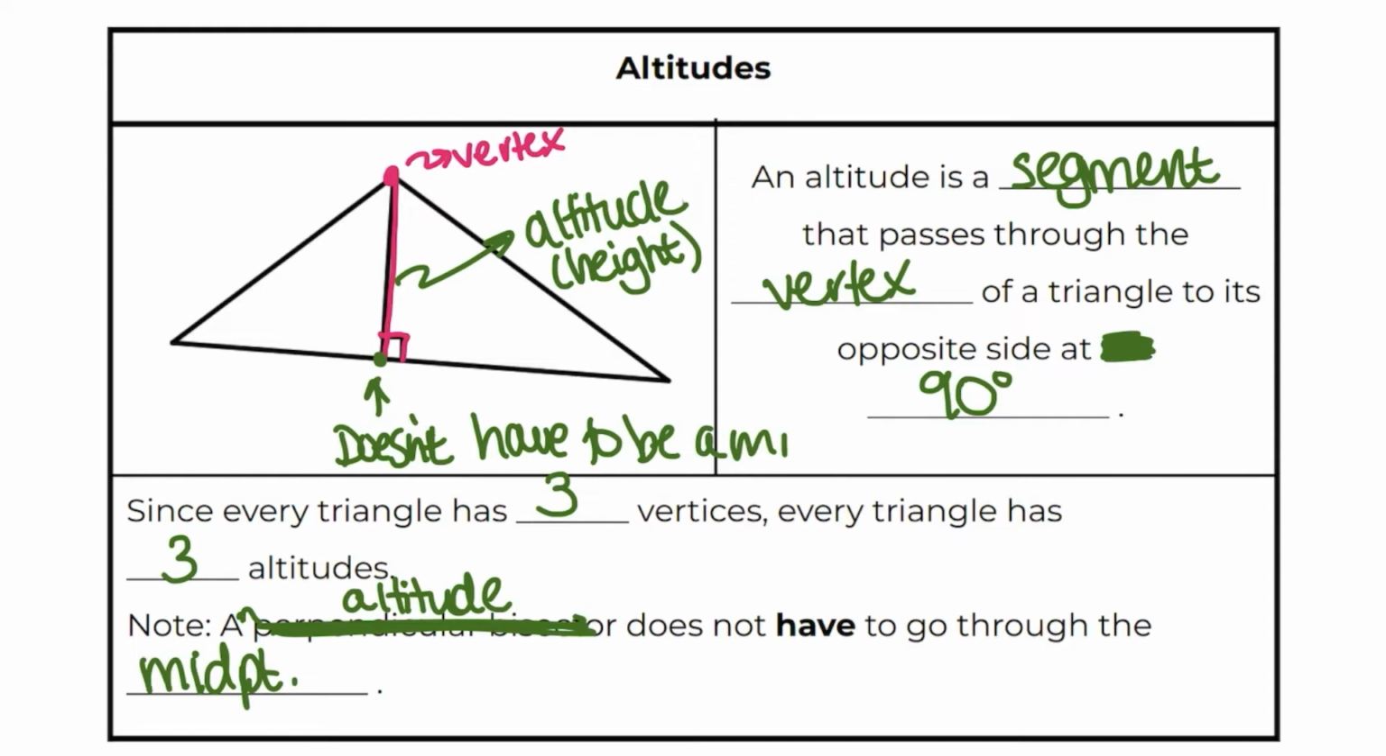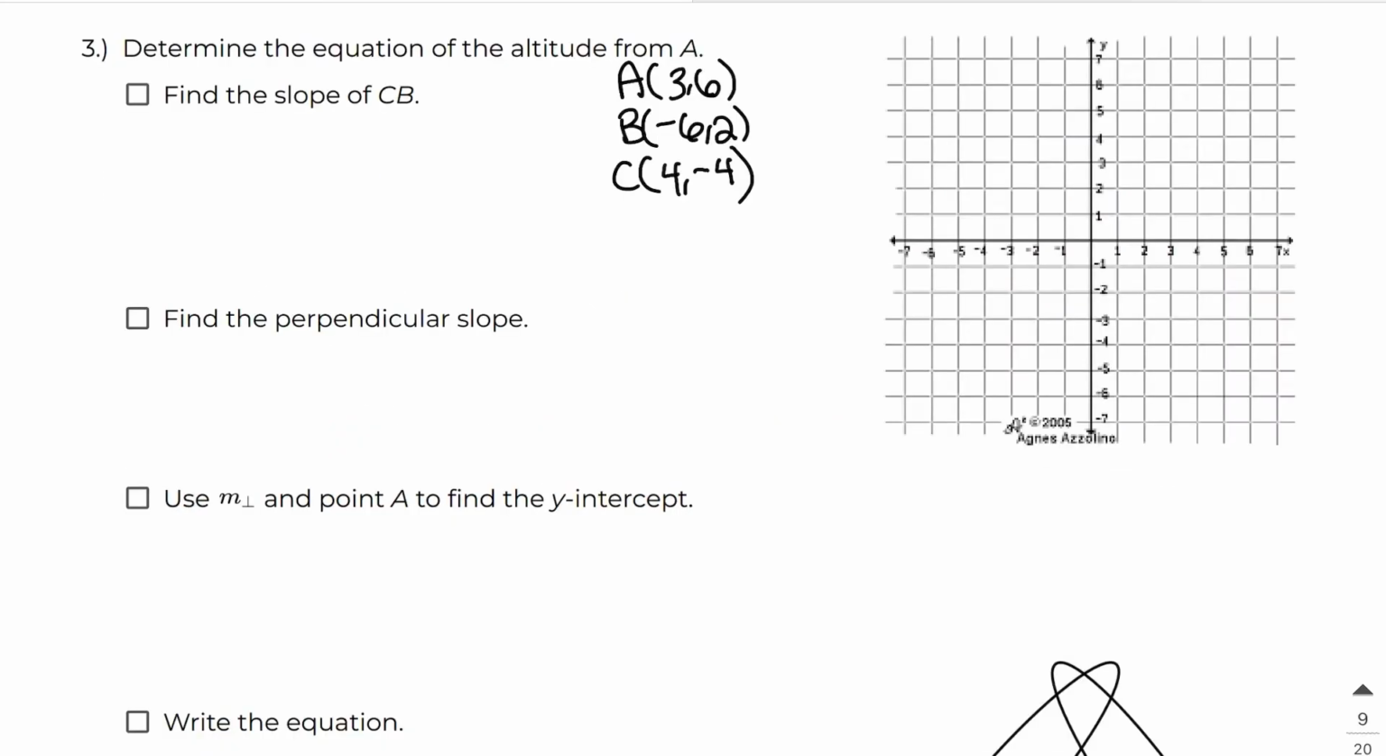Okay. So in number 3, it says determine the equation of the altitude from A. So here are the points that we were supposed to have for A, B, and C. Go ahead and write these down, and then we'll go ahead and graph them out. Okay, so A is (3, 6). So I'm going to go to the right 3 and up 6. I'm not going to put any letters until I've gotten through all of these, okay? So B would be left 6, up 2, and then C would be right 4, and then down 4.